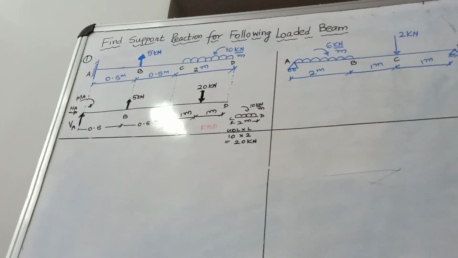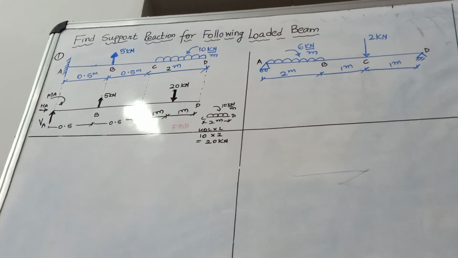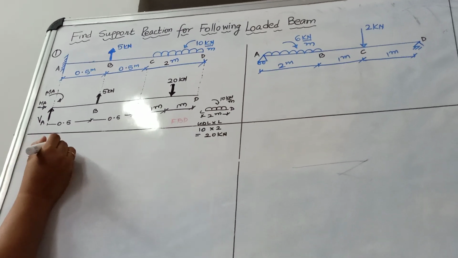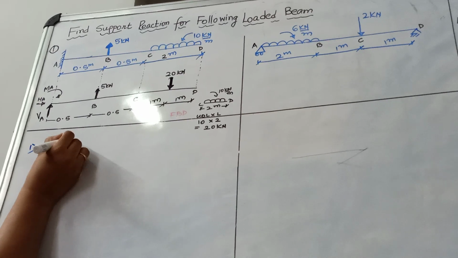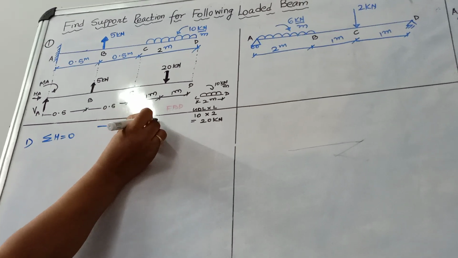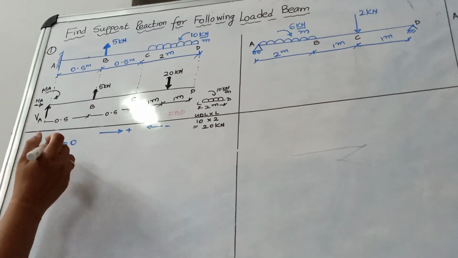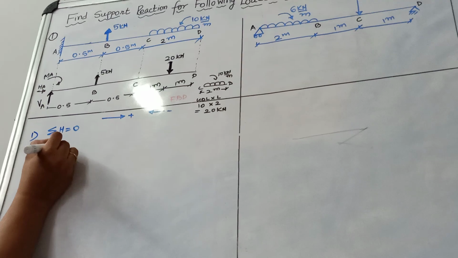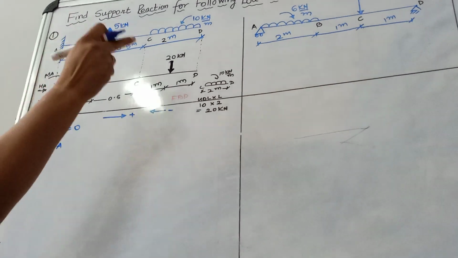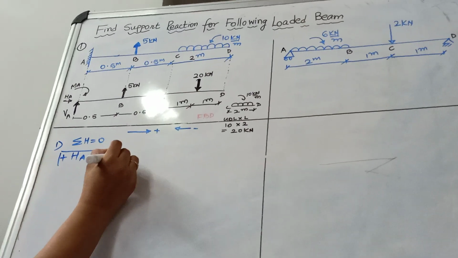Now what will we do? We will apply our three conditions of equilibrium. First is sigma H equal to 0, with force moving in the right direction positive and left direction negative. HA is in the right direction, positive, and there is no other horizontal load. So HA is equal to 0.